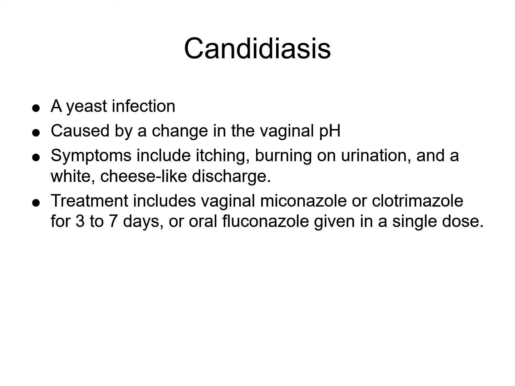Candidiasis is caused by a change in the vaginal pH. This allows the yeast-like fungus, Candida albicans, to grow. The pH of the vagina can be altered by diabetes mellitus, oral contraceptives, systemic antibiotic use depending on the medication, or frequent douching.